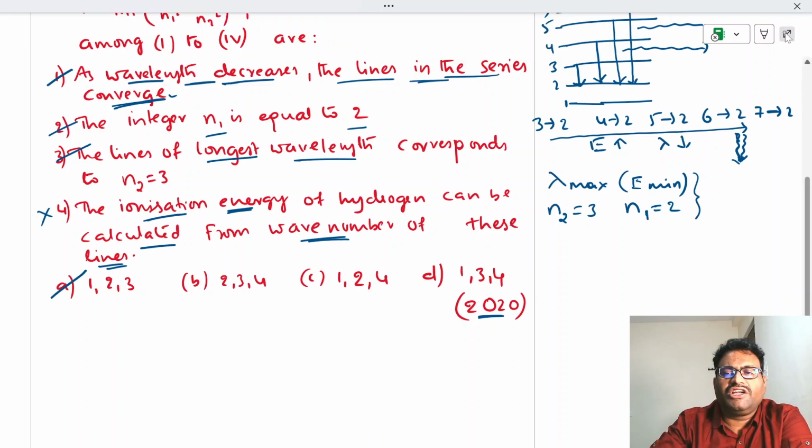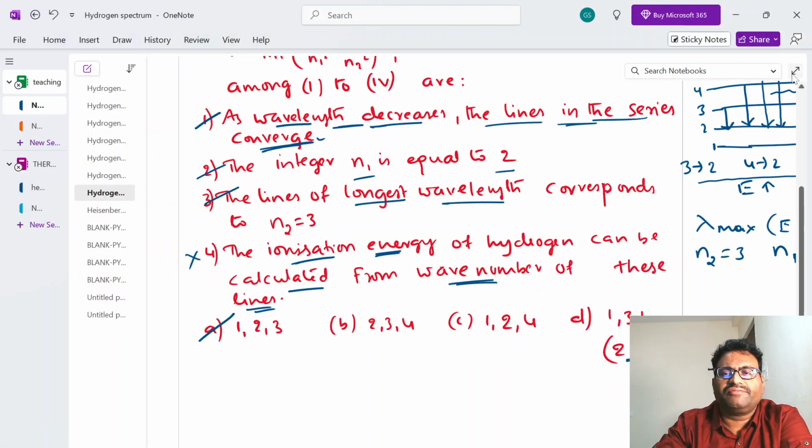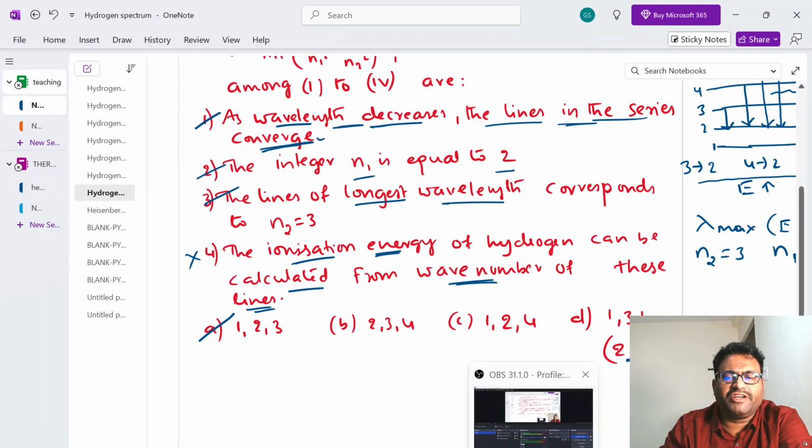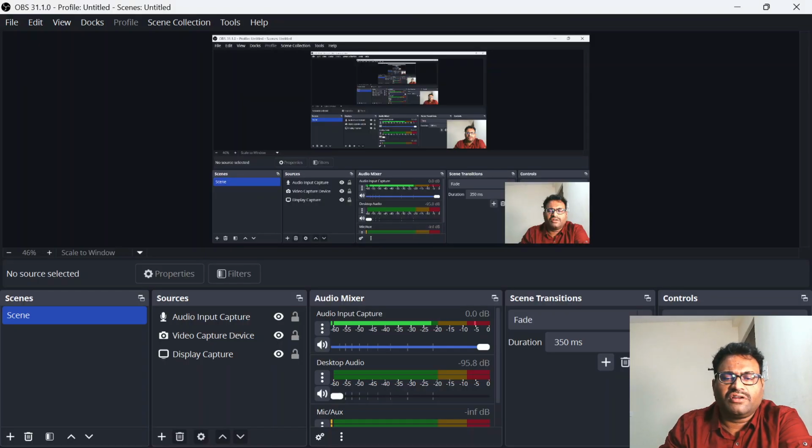So these are the different types of questions asked in JEE Main from the topic hydrogen spectrum of atomic structure. In the next lecture we shall discuss PYQs of another topic.